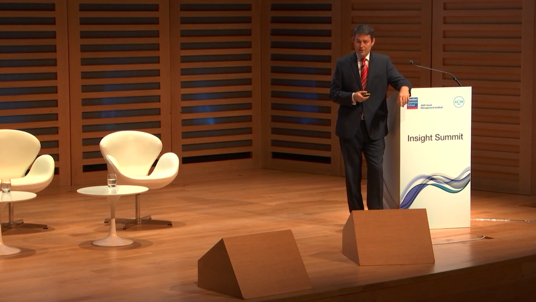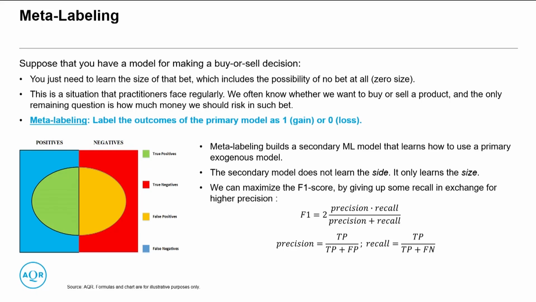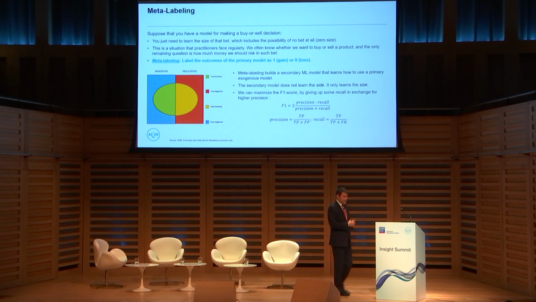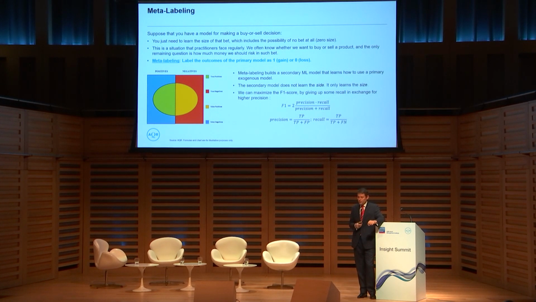What is the solution to this, especially given that humans are so bad at bet sizing? Well, it's to utilize a machine learning algorithm that learns how to use those predictions. And that's called meta-labeling. Let me describe in detail how meta-labeling works. Suppose that you have a model for making predictions. It can be a fundamental model. It can be a model based on theory. What this model tells you is whether a price is above fair value or below fair value. And now the question that remains to be answered is how much should we invest in a particular opportunity?